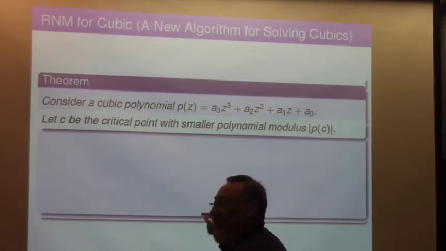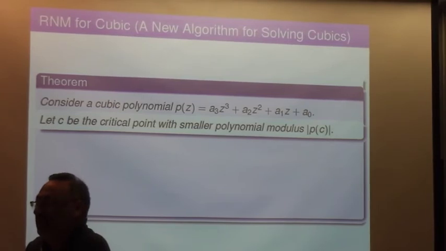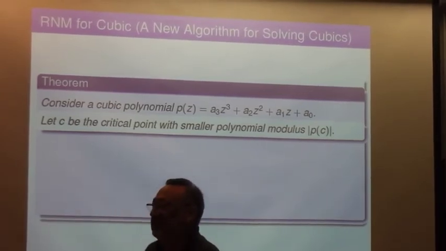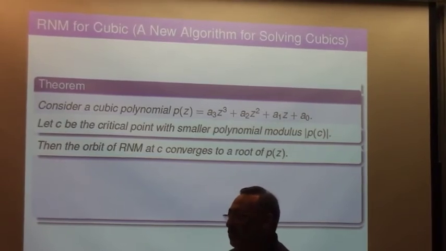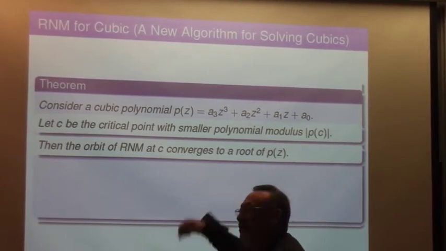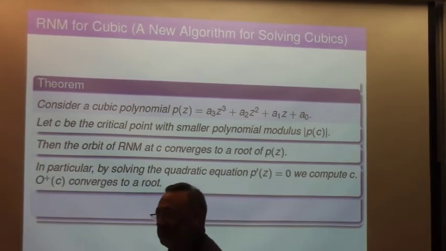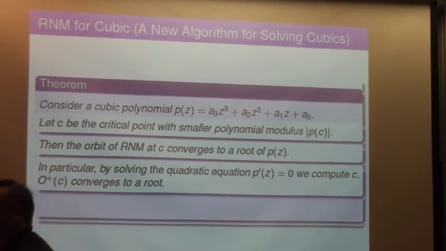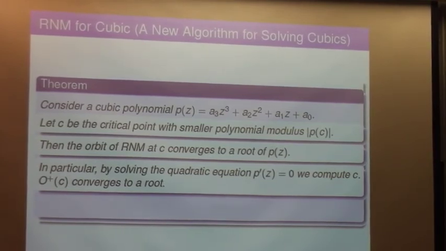Let C be the critical point which has a smaller modulus. That's a 2. So you solve a quadratic equation, you evaluate the moduli at these points, take the smaller one, maybe they're equal, doesn't matter, then start the robust Newton method. It will definitely converge. Yeah, but it's not an explicit answer. Sorry? It's an approximation. Well, you're right.